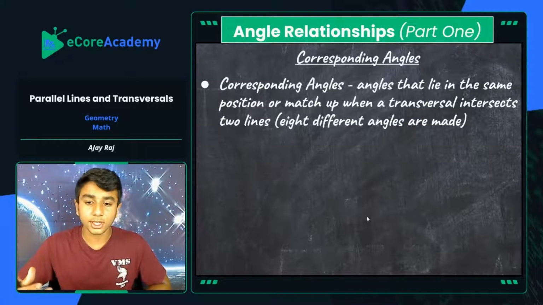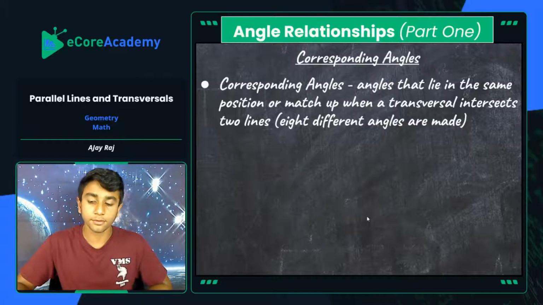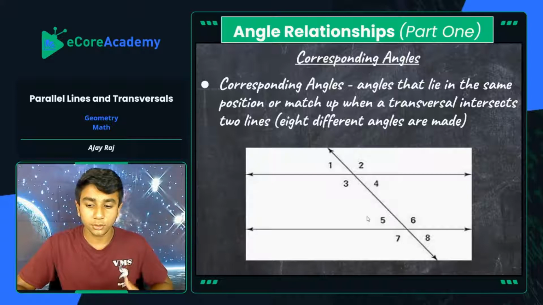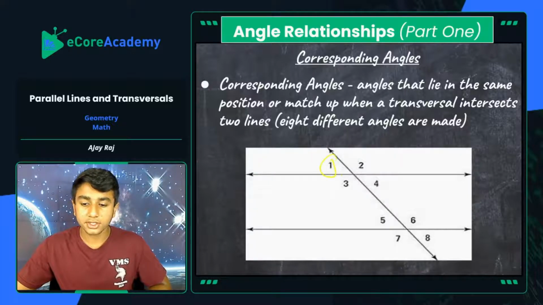Basically, corresponding angles lie in the same relative position. When a transversal intersects two lines, you're going to see two different sets of four angles, so 8 different angles are made, and four pairs of corresponding angles. If you look here at this transversal intersecting these two parallel lines on this plane, you can see that there are relative positions. Angle 1 here is in the same upper left-hand corner as angle 5. So angle 1 and angle 5 are in the upper left-hand corner of the 4 angles given at each intersection of the transversal with the lines.